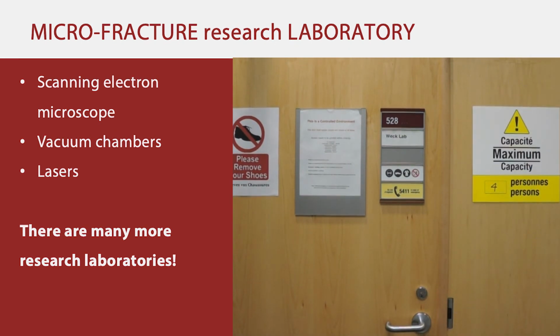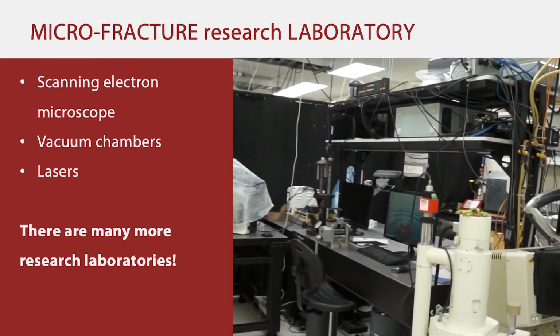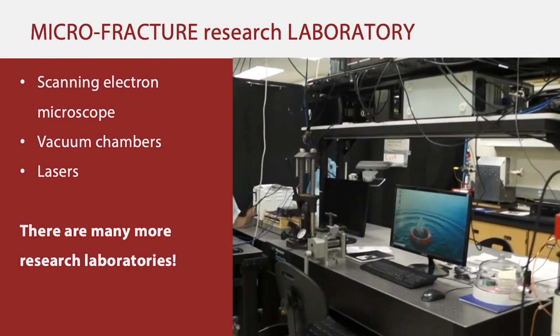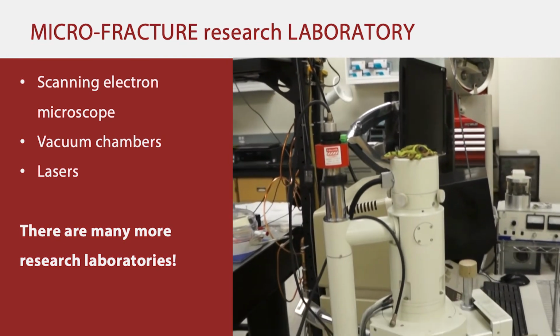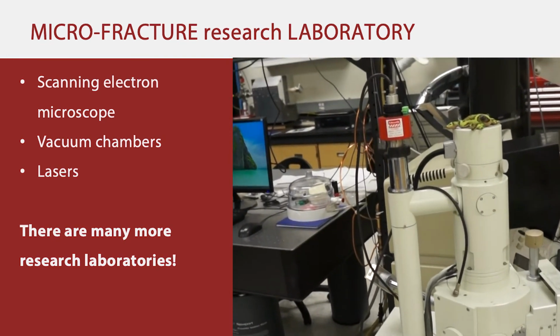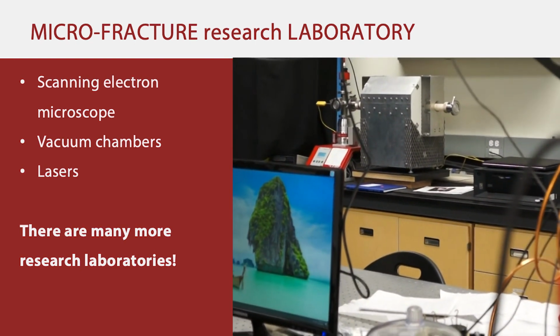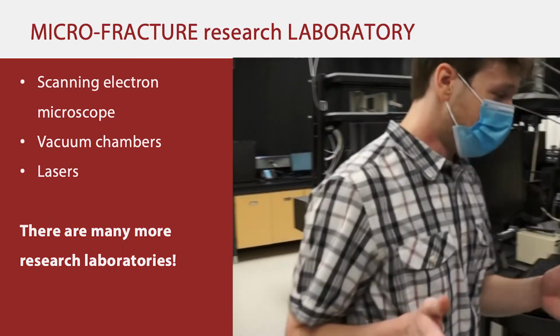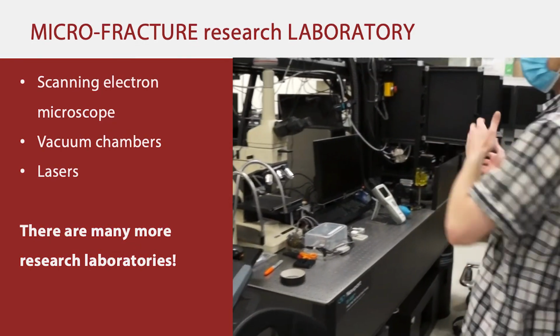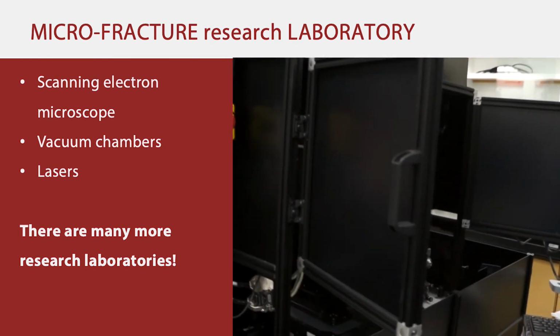Here we have the microfracture laboratory. Now you can see that there are a number of equipment, including a scanning electron microscope, vacuum chambers, heated vacuum chambers for annealing metals. There is also a laser, and here the student is taking us through all of the components of the laser for doing his research.